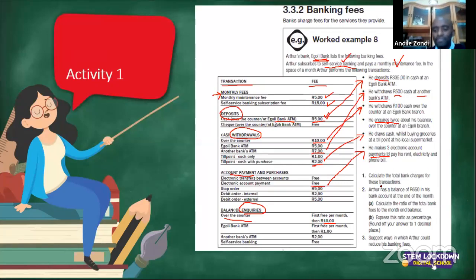Okay, question 1. Calculate the total bank charges for these transactions. Because I've analyzed the statement, my answers will be obvious. I'll first add the 5 rand plus the 15 rand plus another 5 rand, 10 rand, 7 rand, 2 rand, 0 rand, 10 rand.